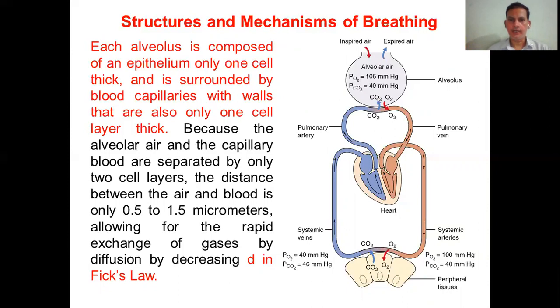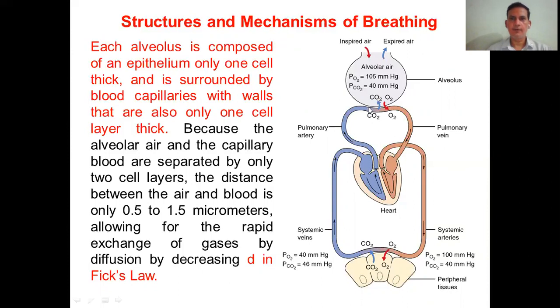So this is quite high as compared to the blood, which is in the systemic veins. If you look at the values here, the partial pressure value of oxygen is 40 mm of Hg. So there is a difference of 65 units here. Also, the partial pressure of CO2 is 46 mm of Hg. So again, there is a difference of 6 units. So now when this blood, which is deoxygenated, having higher concentration of carbon dioxide and less concentration of oxygen, comes in contact with the alveolus.